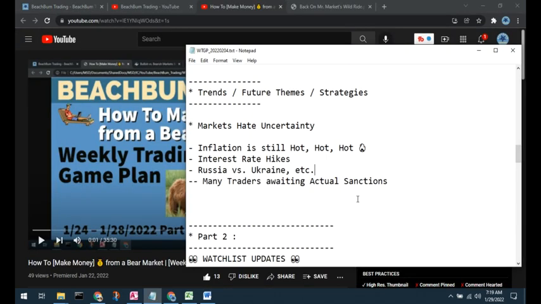So how do we make money while we're on Mr. Market's wild ride and in this bear market? So let's talk about some strategies about how we can make money.